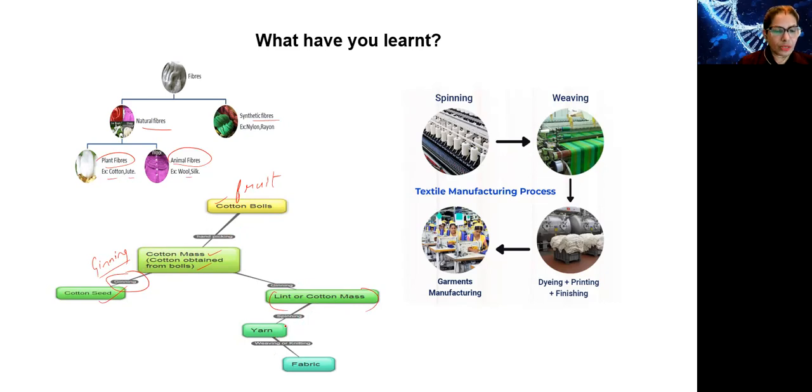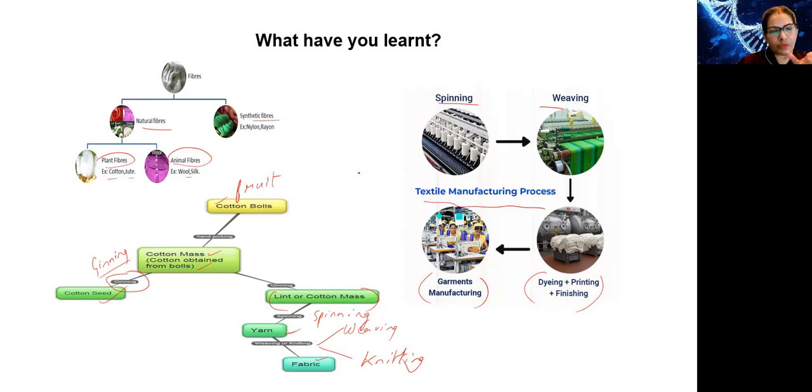From the cotton mass, we now get the yarn. Yarn is made by spinning. By spinning these cotton fibers, we get the yarn. And from the yarn, we get fabric either by knitting or by weaving. So this is the complete cycle from the cotton plant and cotton fiber to the fabric. That's why the chapter's name is fiber to fabric. Now, this is spinning and then weaving. From the weaving, it goes to dyeing and printing plus finishing, and then garment manufacturing. So this is the complete textile manufacturing process.